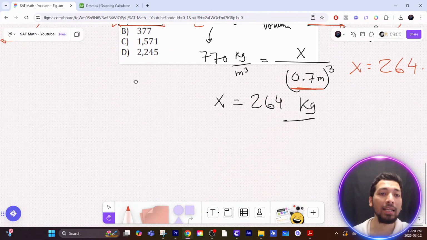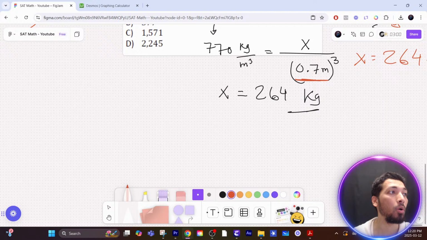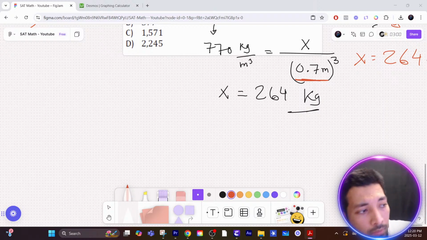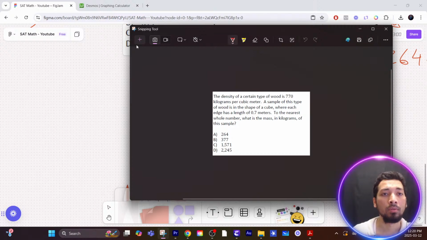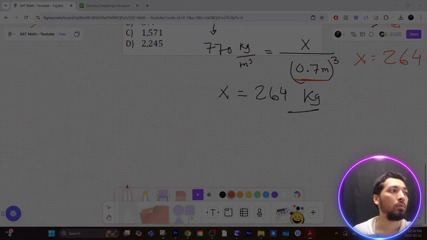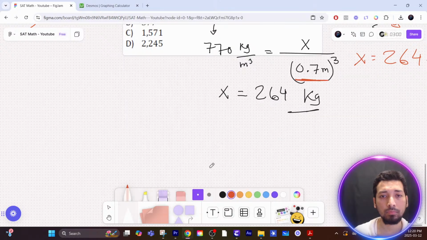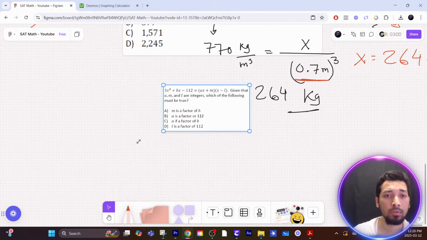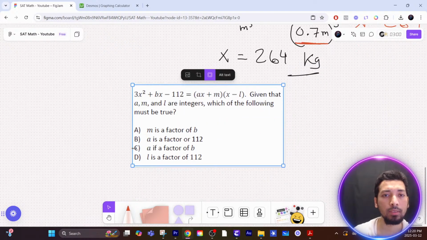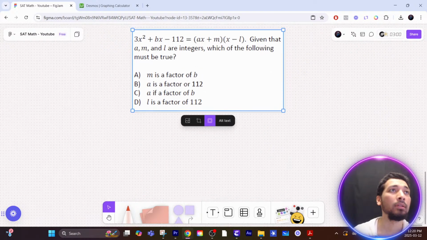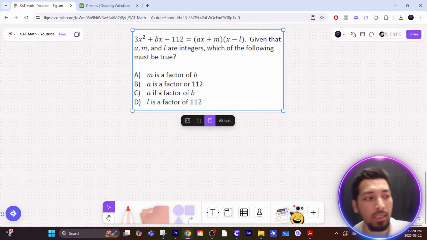Perfect. Let's look at one more problem over here. Let's talk about this problem. Take some time and see if you can solve it, and then we'll discuss this problem.